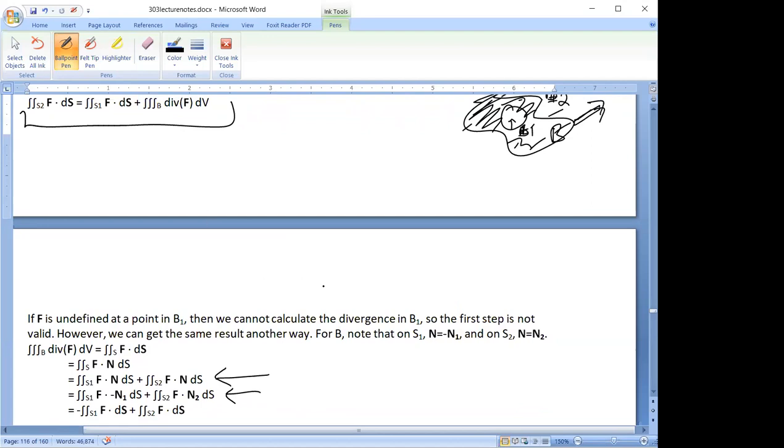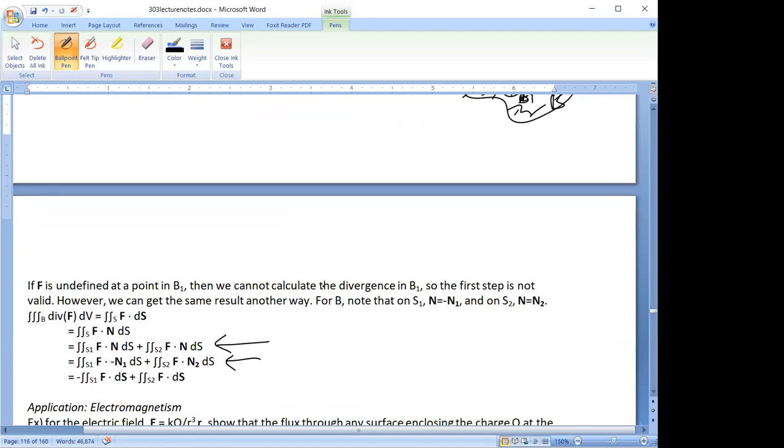Okay, there's two ways to get to that equation. This is the equation that we want. Why is that the equation that we want? We want to talk about things where the vector field is going to be undefined at a certain point, and we want to avoid that point. Let's take a look at what that means.